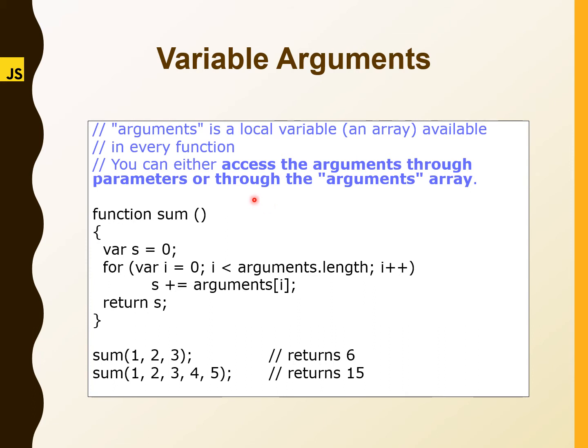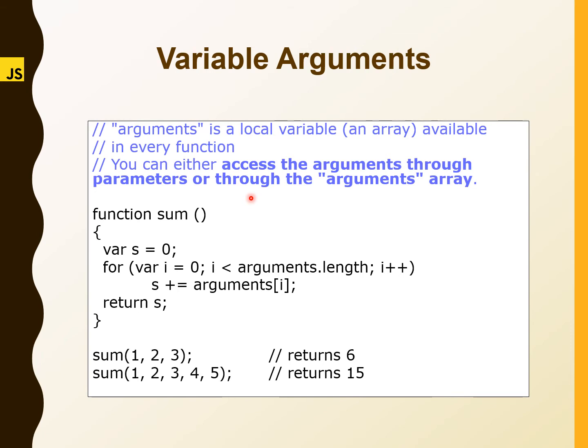In some cases, the parameters are absent. In such a situation, what JavaScript does is use an array called the arguments array, where this arguments array contains the arguments that are used by the function code. So here we have an example.